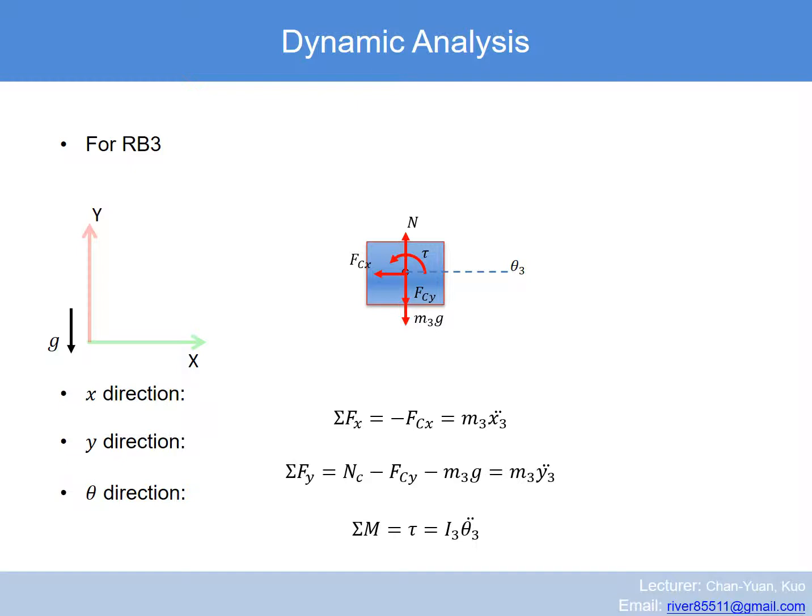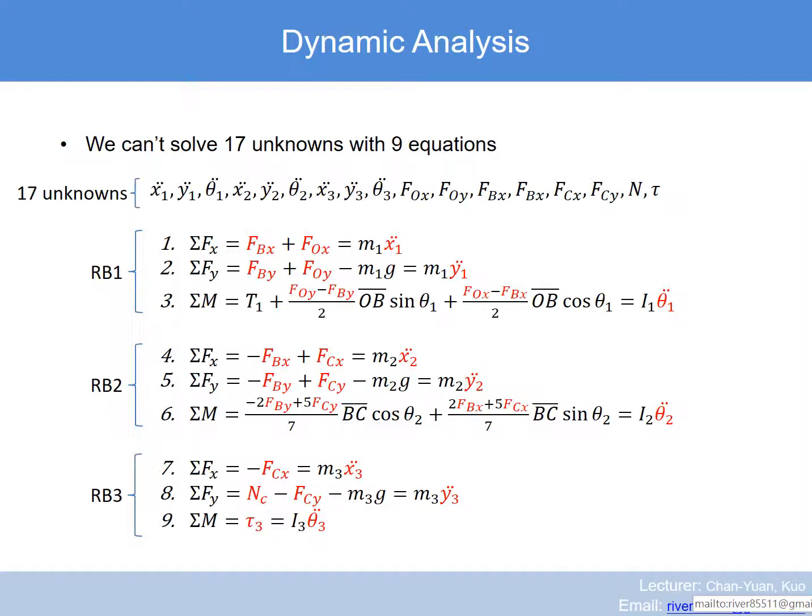Also note that I didn't talk about the ground, and the reason for that is because ground is often not our interest when it comes to dynamic analysis. Now with these 9 equations, we should be able to analyze the dynamics of the linkage system. But if we take a closer look, we will realize that there are 17 unknowns in total. We cannot solve 17 unknowns with 9 equations.